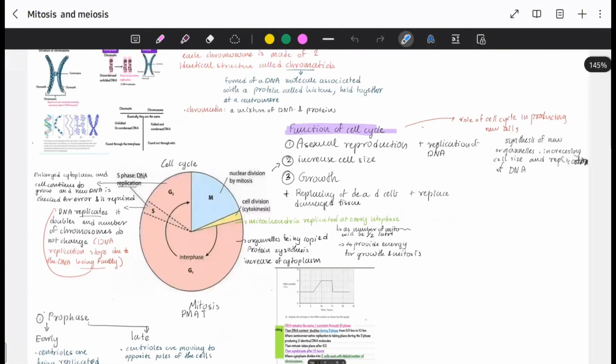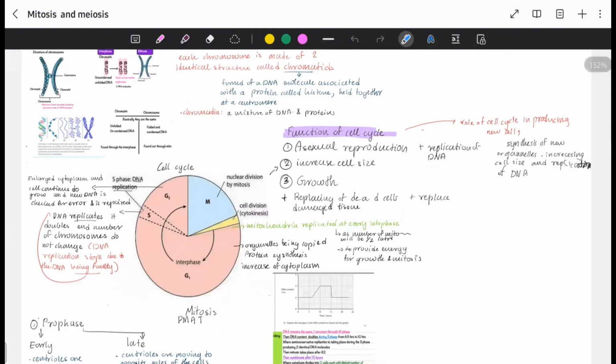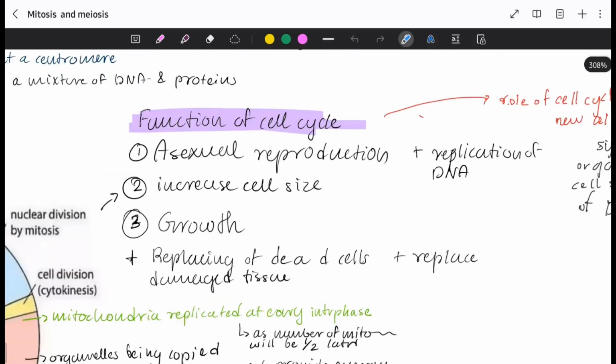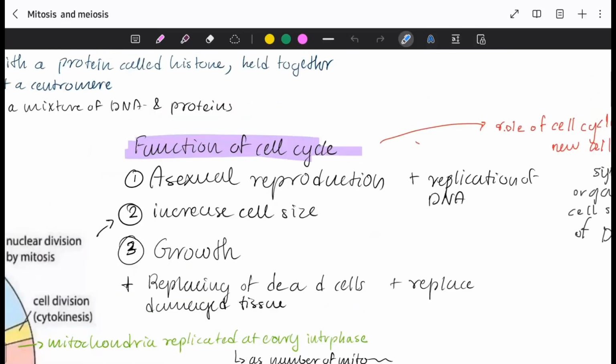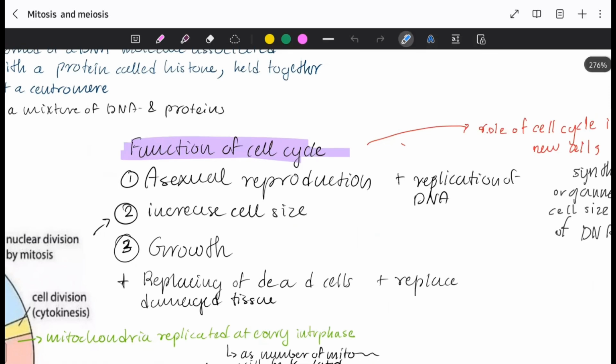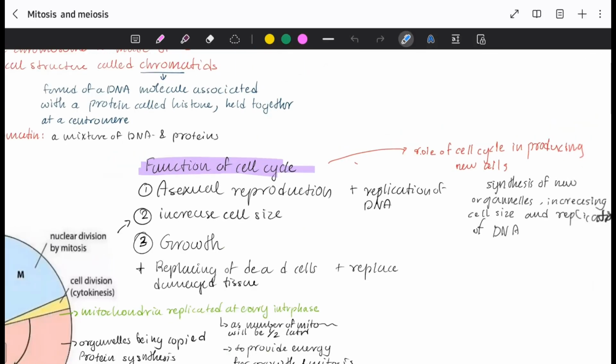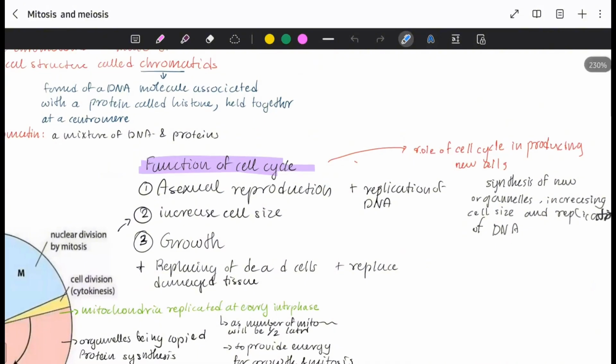So the functions of the cell cycle include asexual reproduction, replication of DNA, increase in cell size, growth, replacing dead cells and replacing damaged tissue. That is the role of the cell cycle in producing new cells, synthesizing new organelles, increasing cell size, and replicating DNA.